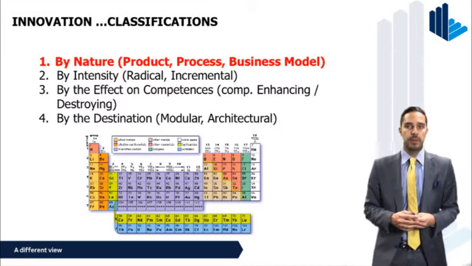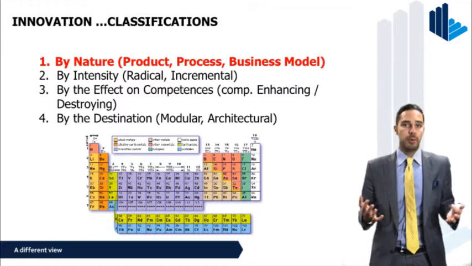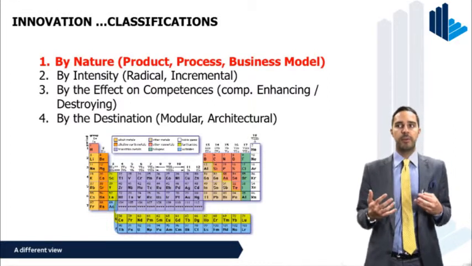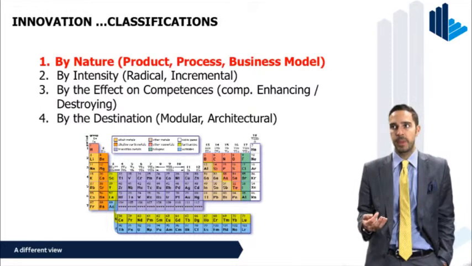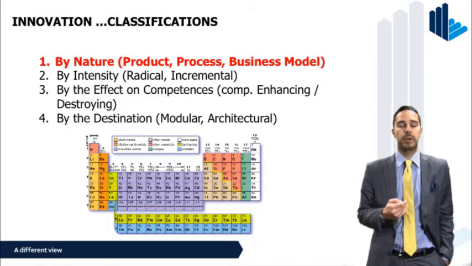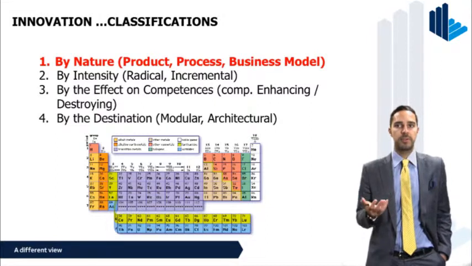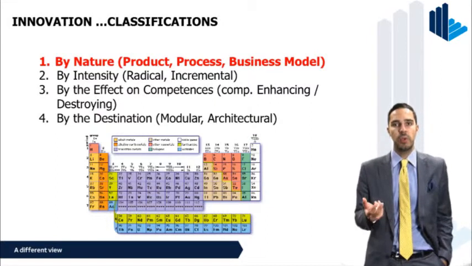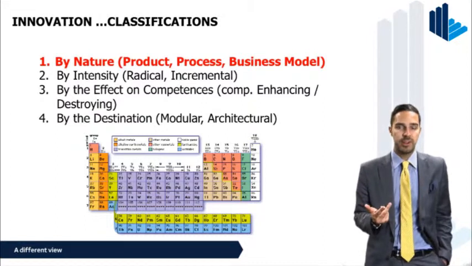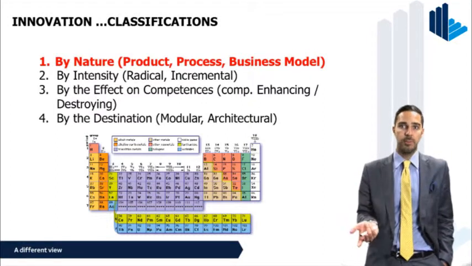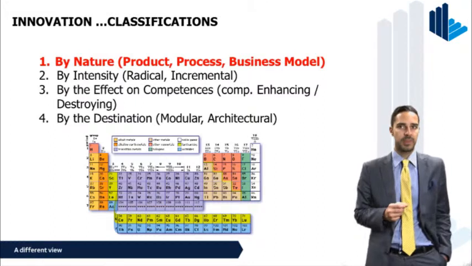Now let's try to discuss how we can classify the different forms of innovation. The most common criteria are based on four categories of innovation: by nature, by intensity, by the effect on competencies, and by the destination. So we are going to discuss all these four possible forms of classification. The first one, by nature, refers to the focus of innovation, and typically this distinguishes between innovation of products, innovation of processes, that is also called business process reengineering, and innovation of business models. So when you typically study an entire course on innovation management, you study these three aspects of innovation.